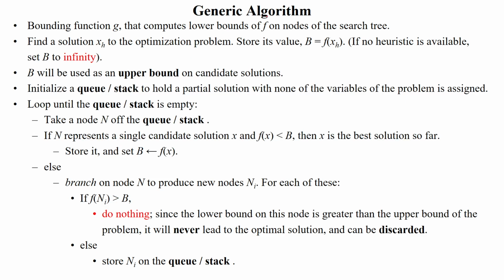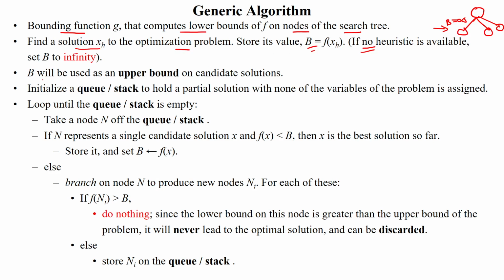Here, in the generic branch and bound algorithm, we use the bounding function for each and every vertex to compute the lower bounds of nodes in the given search space tree. Suppose you have a search space tree like this, we have to calculate the lower bound for each and every vertex. Then we have to find the solution for the given problem statement. After calculating the lower bound value, we have to store it in some variable. If we don't have any lower bound value, if it is unknown, then we initialize it with infinity.